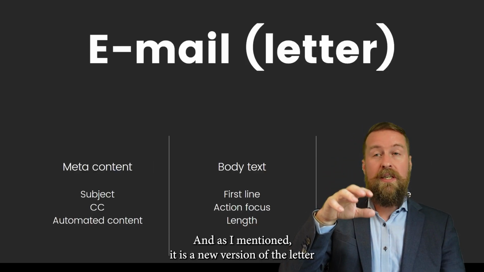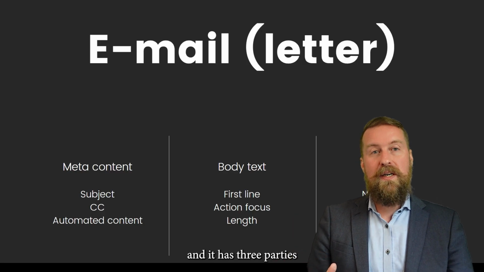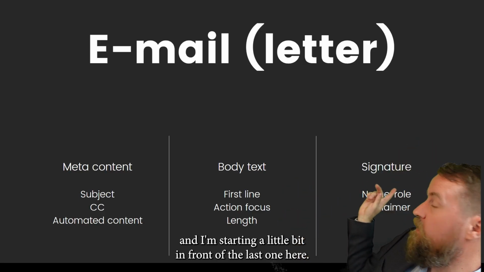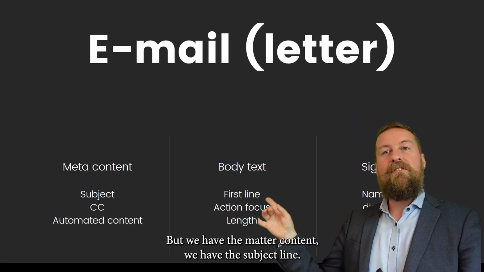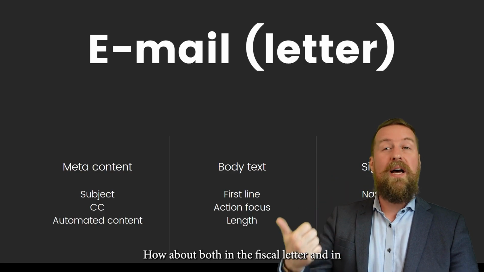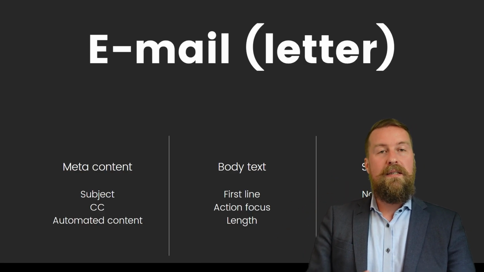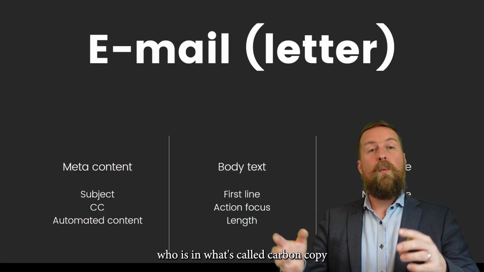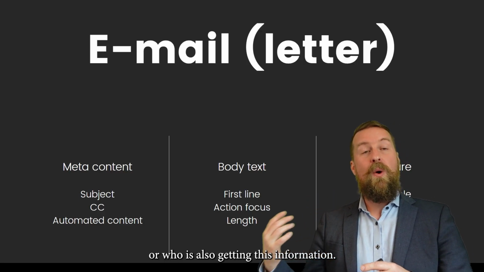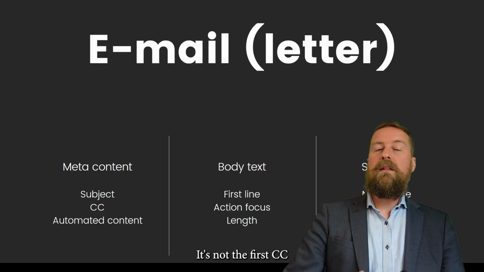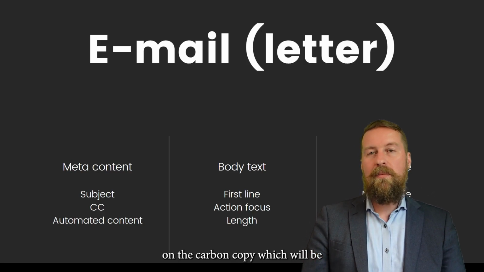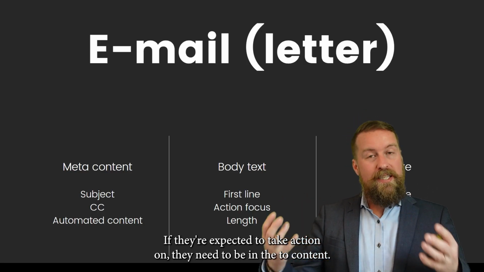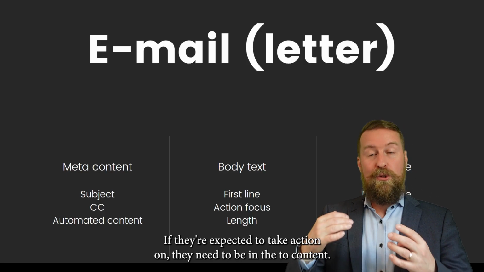And as mentioned, it is a new version of the letter, and it has 3 parts. I'm starting a little bit in front of the last one here, but we have the meta content where we have the subject line. We have that both in the physical letter and in the email. We also have the CC line, where who is in what's called carbon copy, or who is also getting this information. The persons in the CC or carbon copy are not expected to take action on it. If they're expected to take action on it, they need to be in the to content.